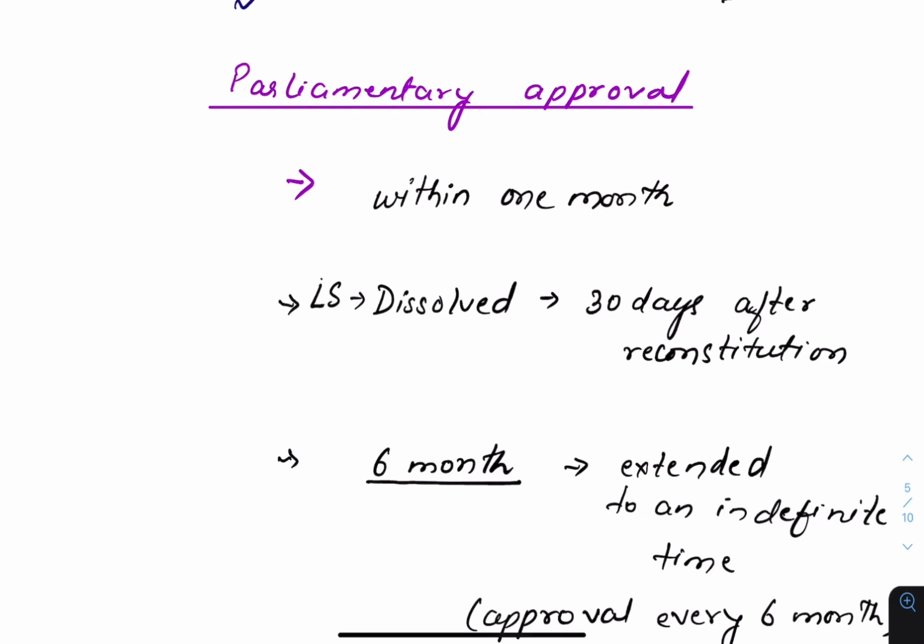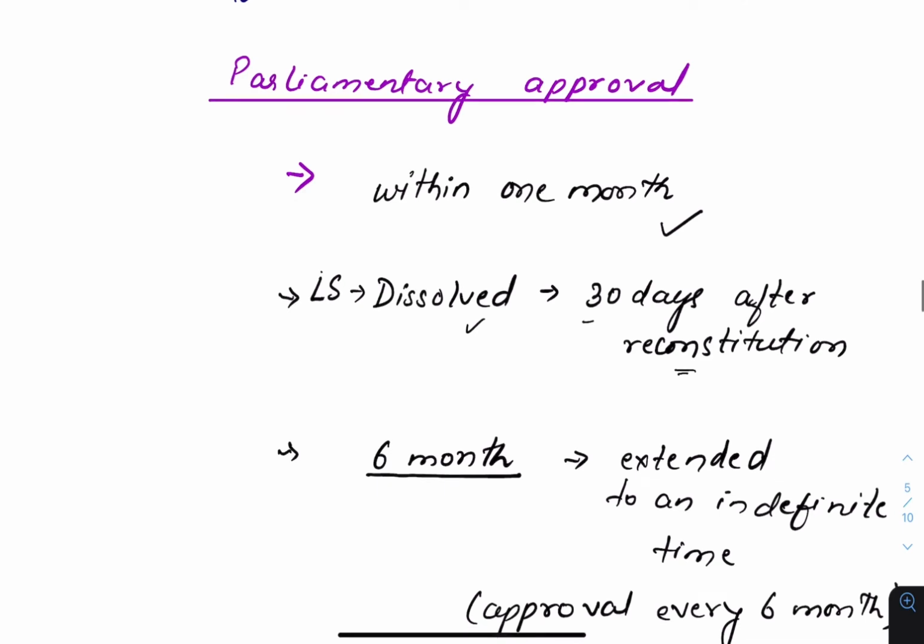Parliamentary approval. National emergency, if declared by the President, must be approved by the Parliament within 1 month, and if in that period of 1 month Lok Sabha gets dissolved, then the approval must come within 30 days after the first sitting of the new Lok Sabha, meaning after reconstitution. And in the meantime, Rajya Sabha must have approved it.